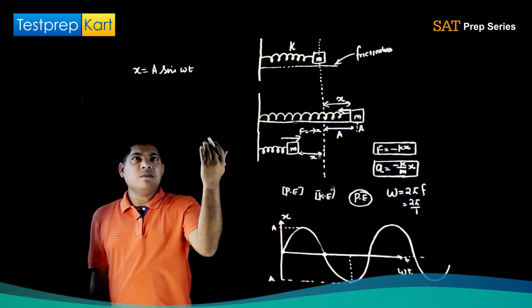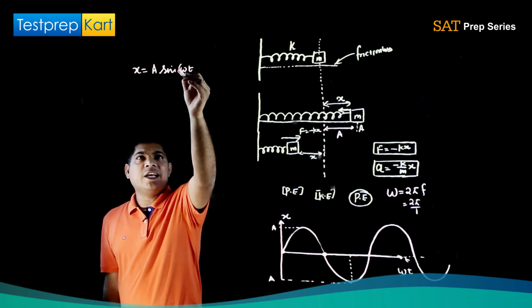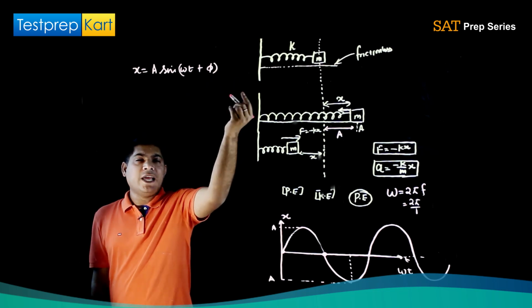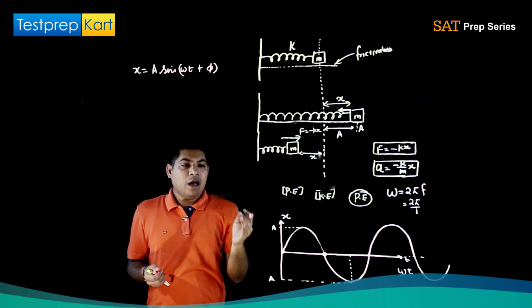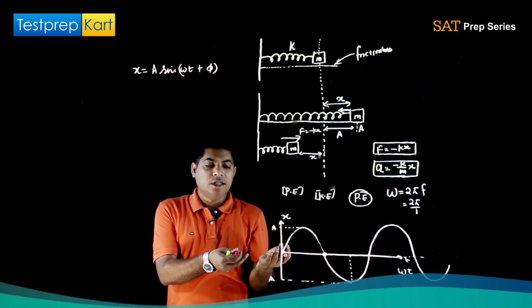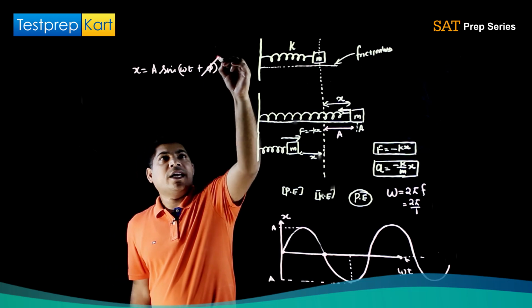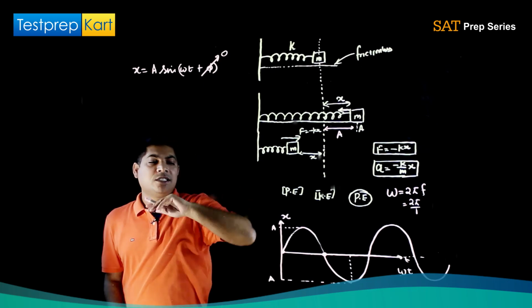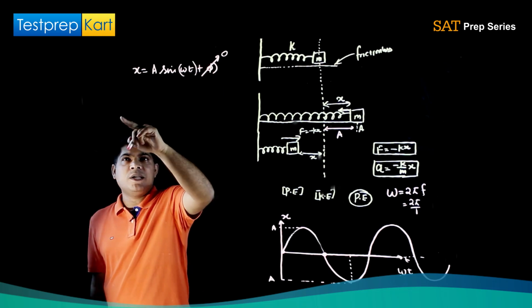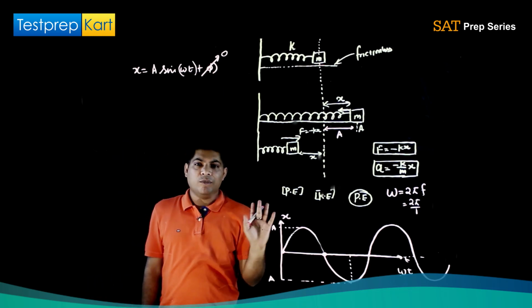Okay, in some books students will get an equation like this: A sine omega t plus phi, where phi is the initial phase difference. But to maintain the simplicity of this discussion, we are taking phi equals 0. Let's take a very ideal condition. So now we have the expression for displacement, x equals A sine omega t.